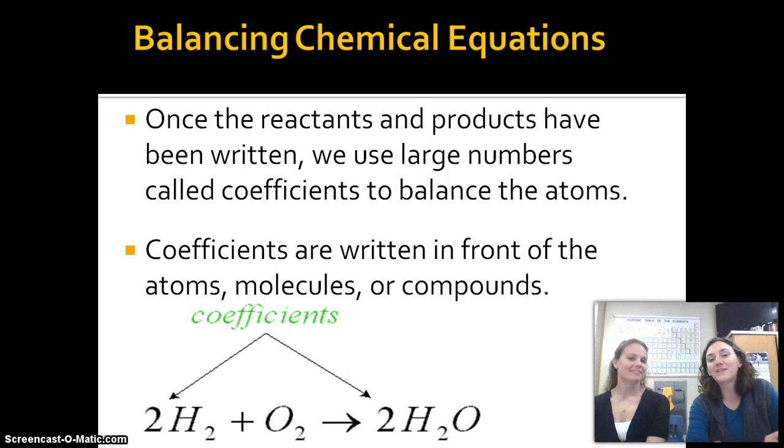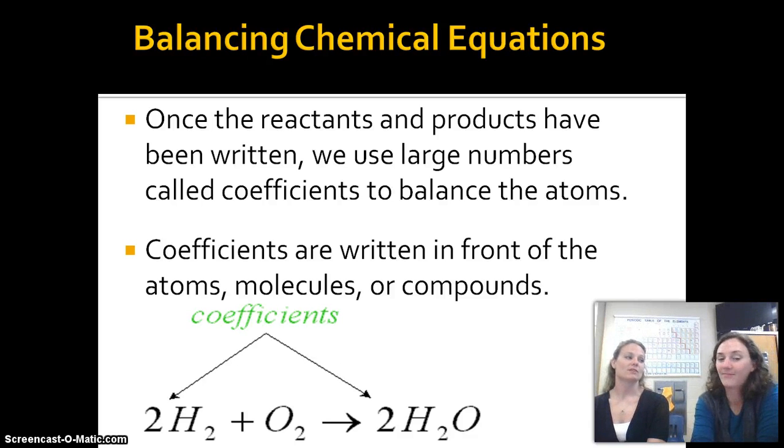Once the reactants and products have been written, we use large numbers called coefficients to balance the atoms. So coefficients, the big numbers on the front, all they do is tell you how many of each compound or molecule we've got. Down here on the bottom, it has a big 2 in front of H2. So it tells you we have 2 molecules of hydrogen gas. Why is it a molecule? Because it's hydrogen covalently bonded with hydrogen. So we're going to know the difference between the atom, the molecule, and the compound.